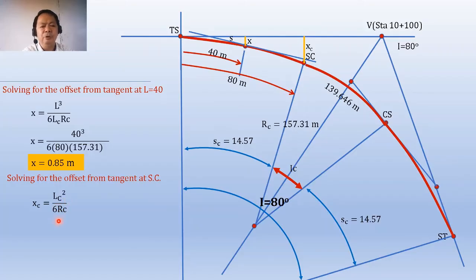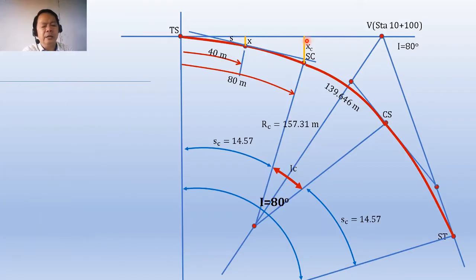And if we will be computing, substituting the values, that LC is equal to 80 and RC is equal to 157.31, then our x sub c will be equal to 6.781 meters. This distance is 6.781 meters. Ibig sabihin, the point SC is 6.781 meters away from the tangent distance of the spiral. So after we have computed for that, what can we compute now?